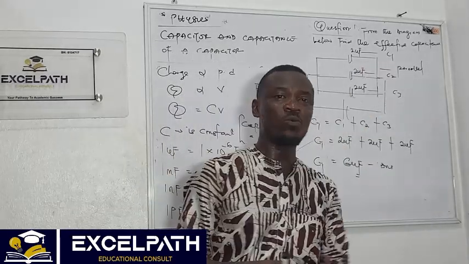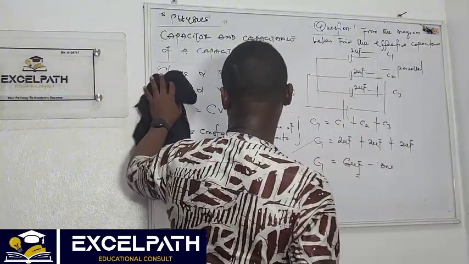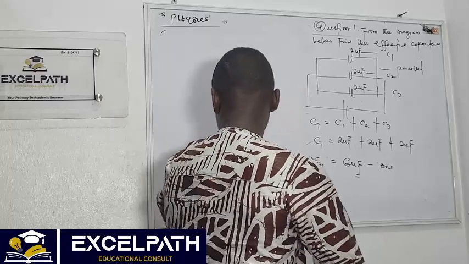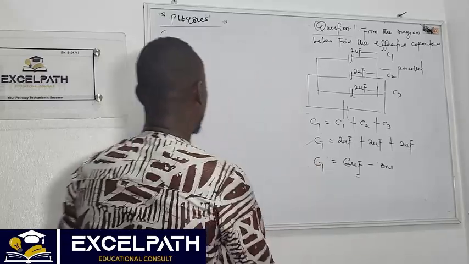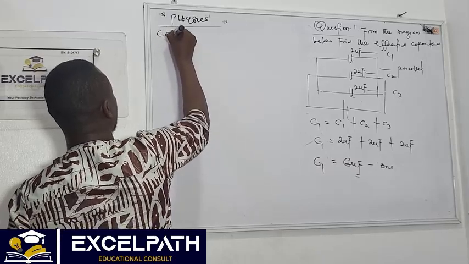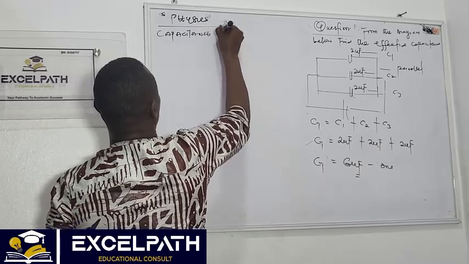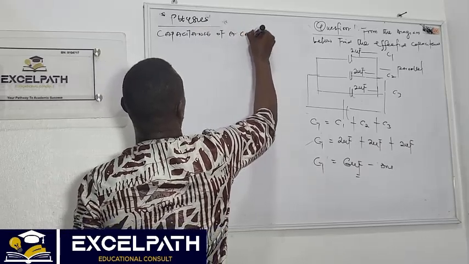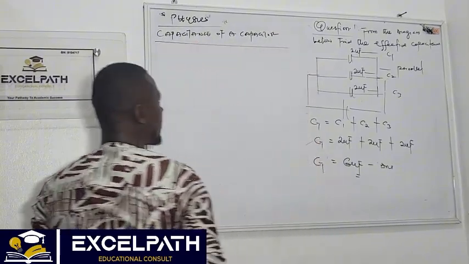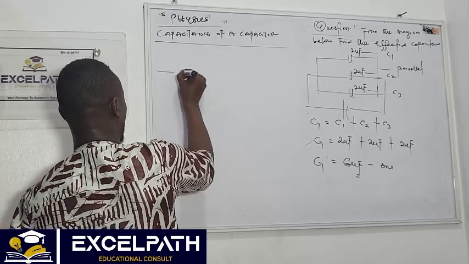There will be times, or sometimes, you may be given a question that consists of both parallel and series. Let's take a look at something like that. When you're given a question like this, maybe you're given a circuit. When you have capacitance of a capacitor. What about if you're given a circuit like this? Look at something like this.